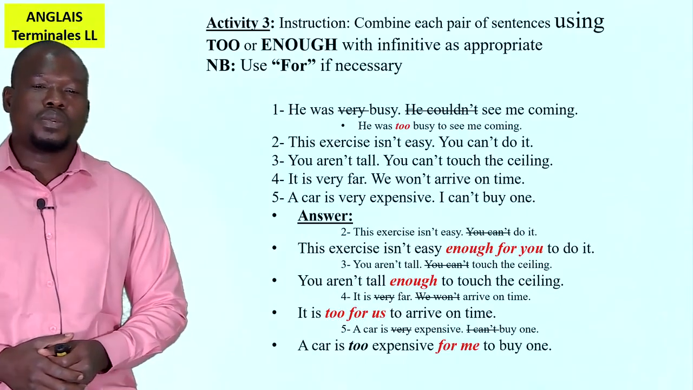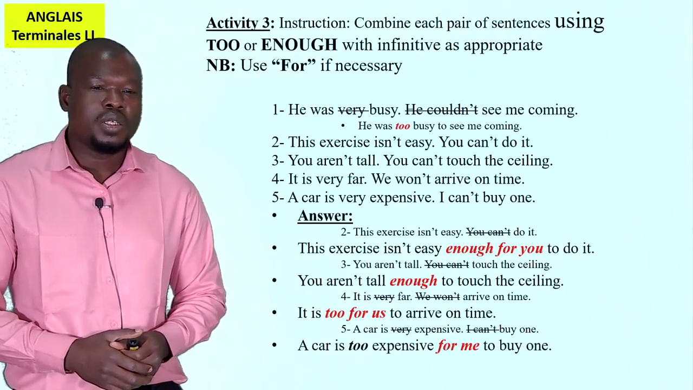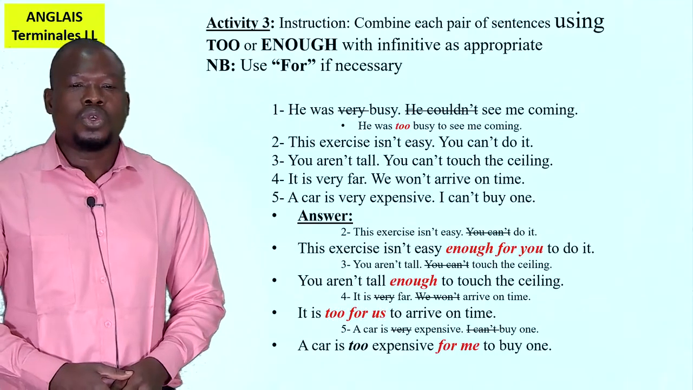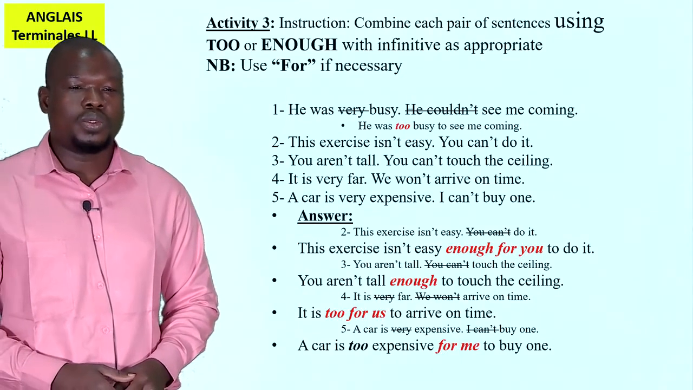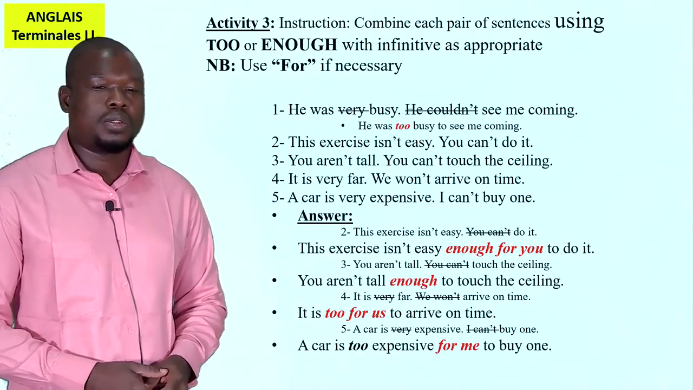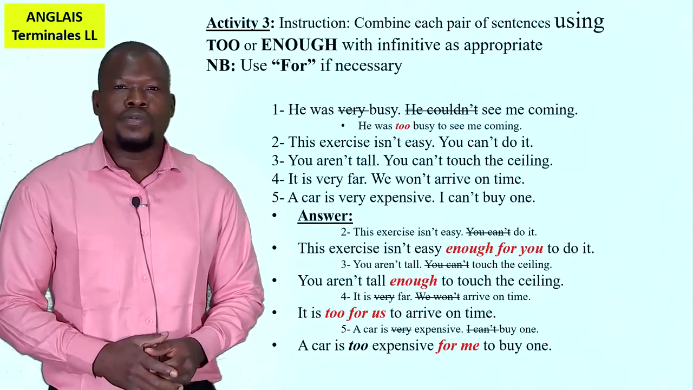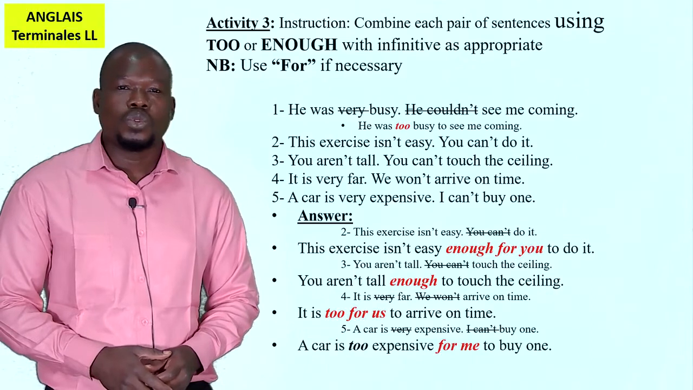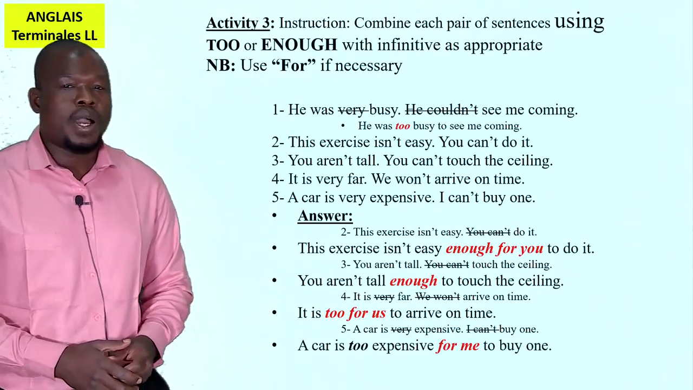The second sentence: this exercise isn't easy. You can't do it. The third: you aren't tall. You can't touch the ceiling. The fourth: it is very far. We won't arrive on time. The fourth: a car is very expensive. I can't buy one.